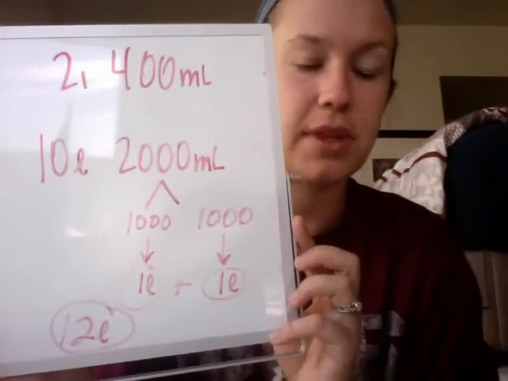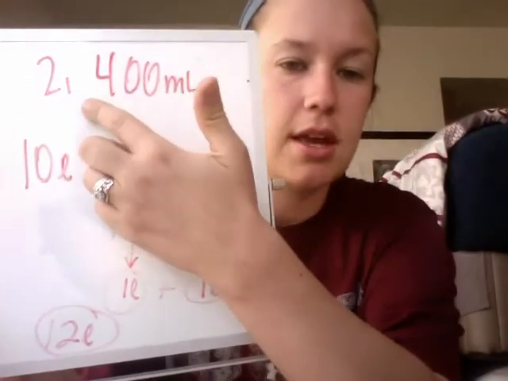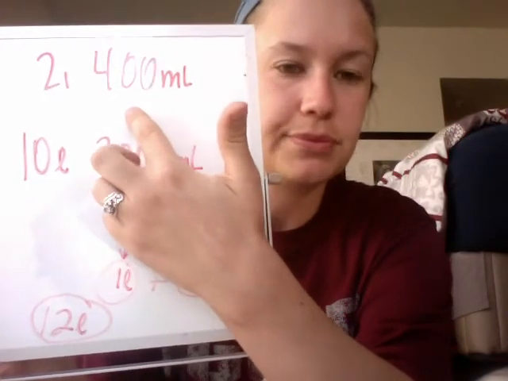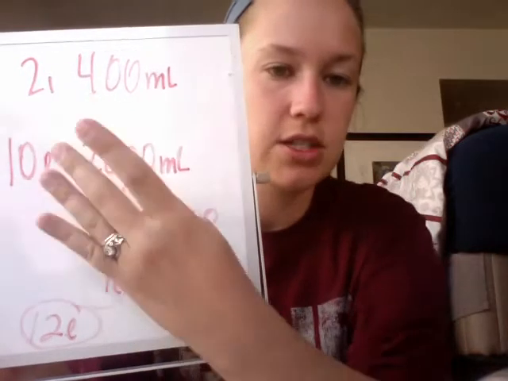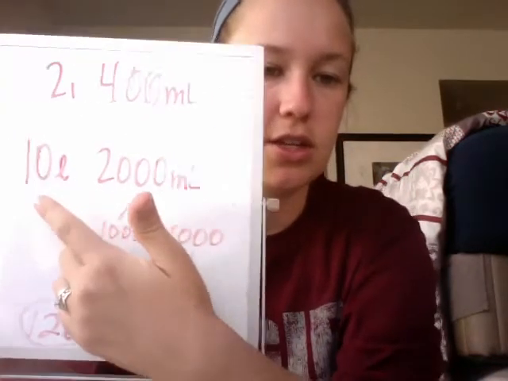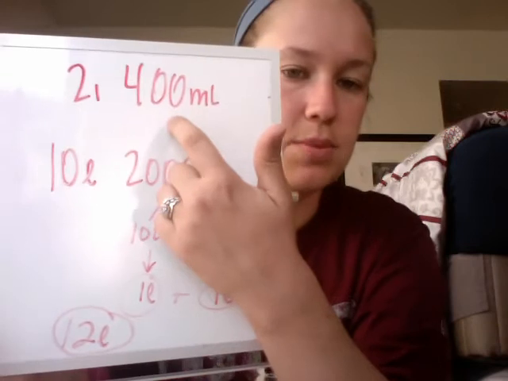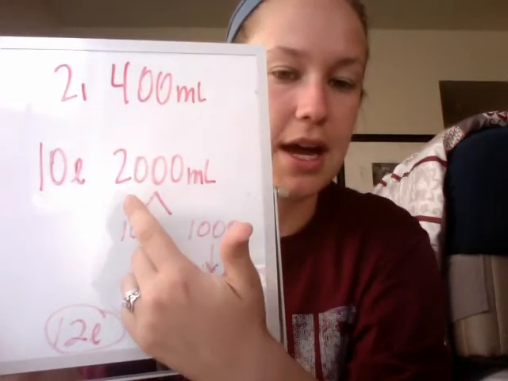I'm not sure that helped. Okay, so we had 2 liters and 400 milliliters, and he used five of these buckets. So I multiplied 2 by 5 and got 10. Multiplied 400 by 5 and got 2,000.